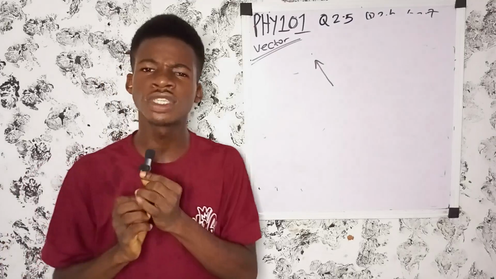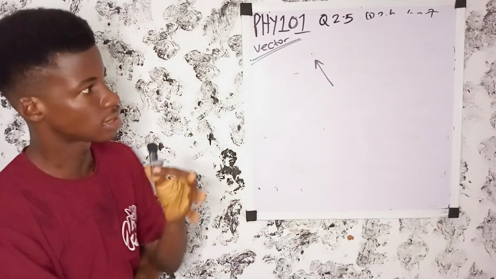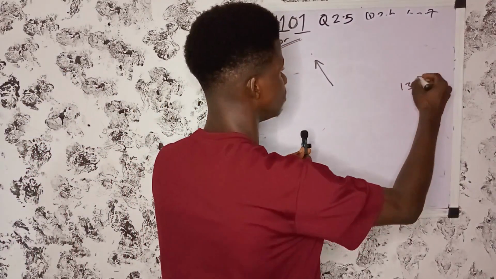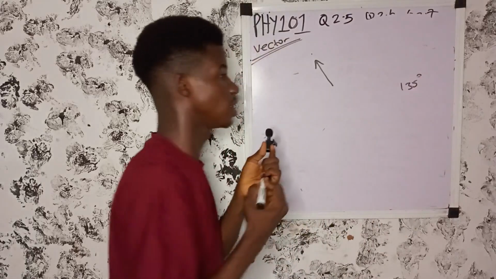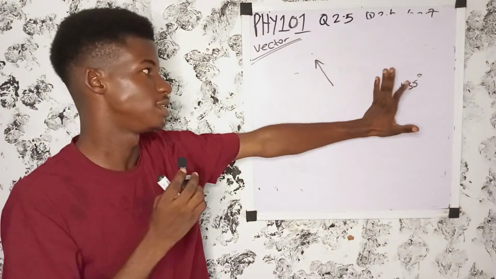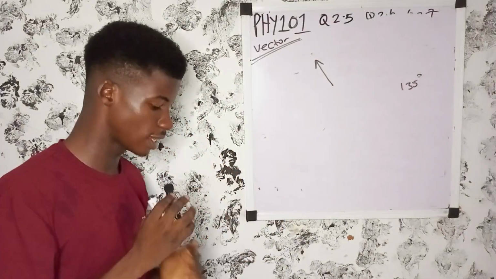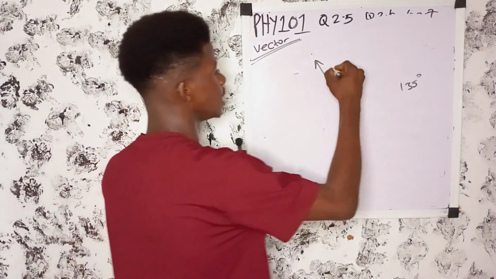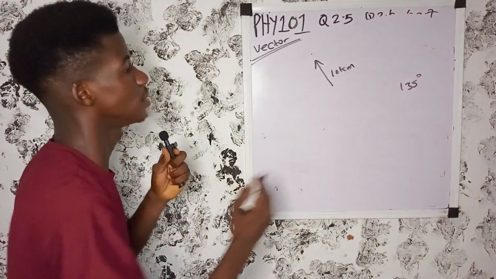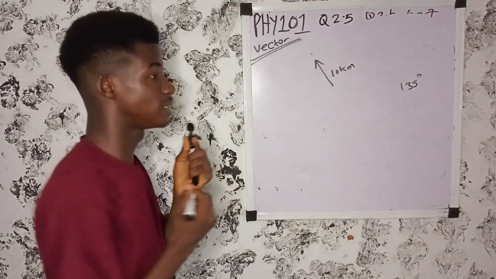Now from the previous video, what is the angle of northwest? I told you guys then that it's 135 degrees. Yes, that is it, 135 degrees. So they said a lady drove her car northwest for a distance of 10 kilometers.